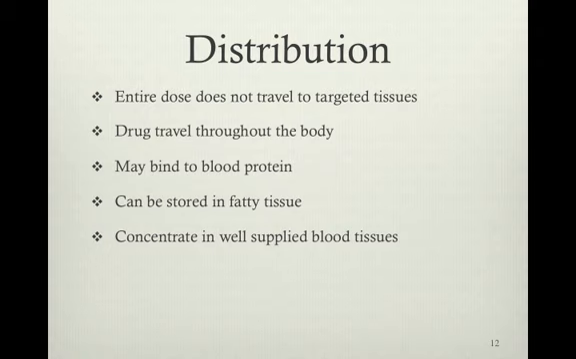Distribution. The entire dose does not travel to the targeted tissues. Drug travels throughout the body, and it may bind to blood proteins that are floating around. Example of this, the highest protein content in the blood plasma is albumin. Can be stored in fatty tissue and concentrate in well-supplied blood tissues. So the more blood supply, or the more concentrated the blood supply, the more that the drug can actually concentrate there because it's flowing there more.